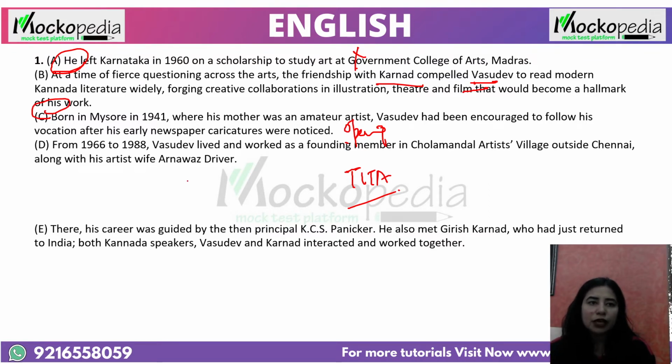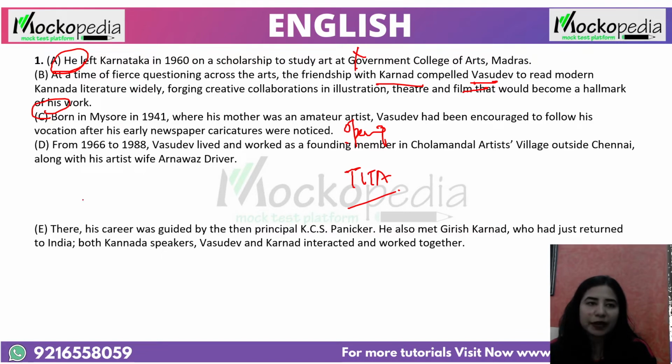Let's further see. From 1966 to 88, Vasudeva lived and worked as a founding member of Cholamandal Artists Village outside Chennai, along with his artist wife Arnawaz Vasudev. Are you able to see that he's first going to study and then he's going to work, right? So clearly we can come to this conclusion that A will come before D.